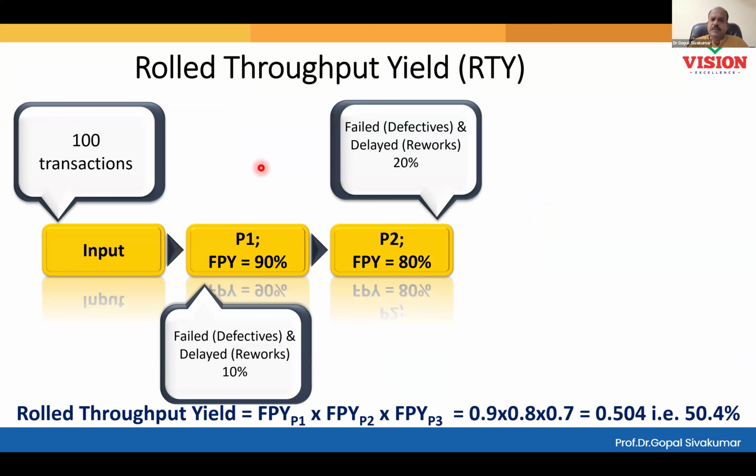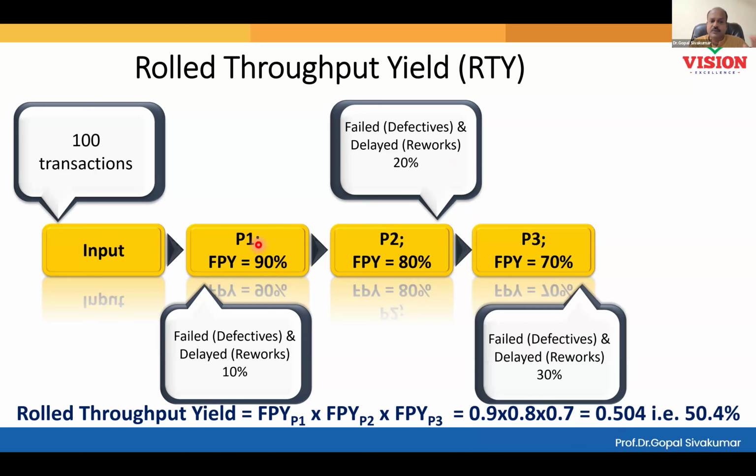Rolled throughput yield is applicable to compound processes. You know what is a compound process? Two or three processes combined give the result. In such a case, you must prefer to calculate rolled throughput yield. What is rolled throughput yield? The first pass yield of processes at every stage. For example, P1, P2, P3. Look here, P1 is 90, P2 is 80, P3 is 70.